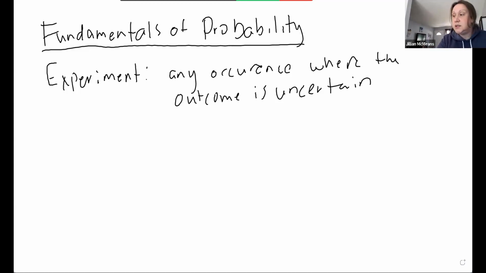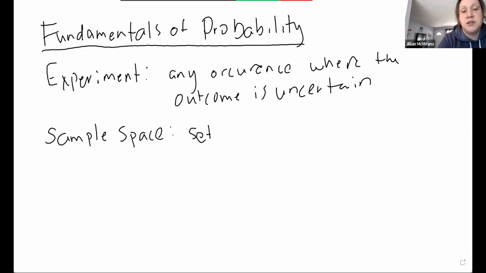Now, an experiment is any occurrence in which the outcome is uncertain. You draw a card from a deck, you don't know what that card's going to be. You flip a coin, you don't know if it's going to land heads up or tails up. And rolling a die, you have no idea what side the die is going to land on. So the outcome is uncertain. We then have a sample space, and the sample space is really big. That's going to come up throughout this chapter, but a sample space is the set of all possible outcomes of an experiment.